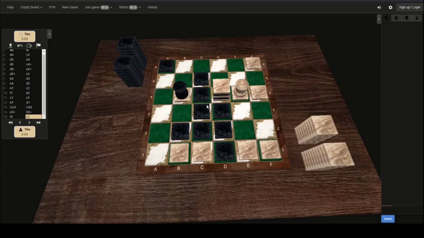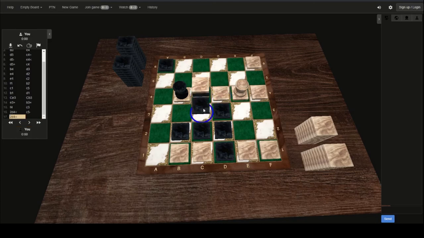A capture war is when pieces try to capture one particular space and result in multiple captures on that space. For example, if White wants to capture here onto C4 and they do this, Black then makes that capture, White makes this capture, Black makes this capture, White makes that capture. That is a capture war.